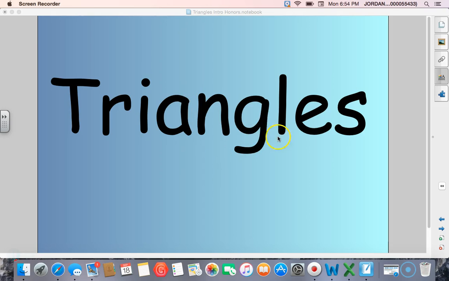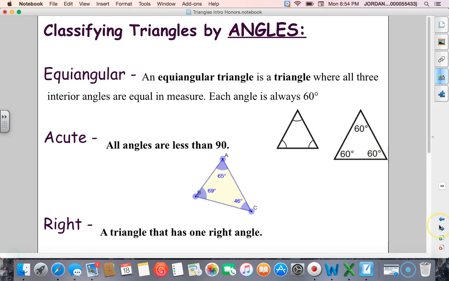Alright, today we're talking about my favorite shape and yours, triangles. Some stuff you've probably already learned before, but just in case you haven't, we're going to cover it again. Classifying triangles. Two ways to do it. One way is classifying them by their angles. If you have a triangle that's called equiangular, that's a triangle where all three of the angles on the inside are the same amount.